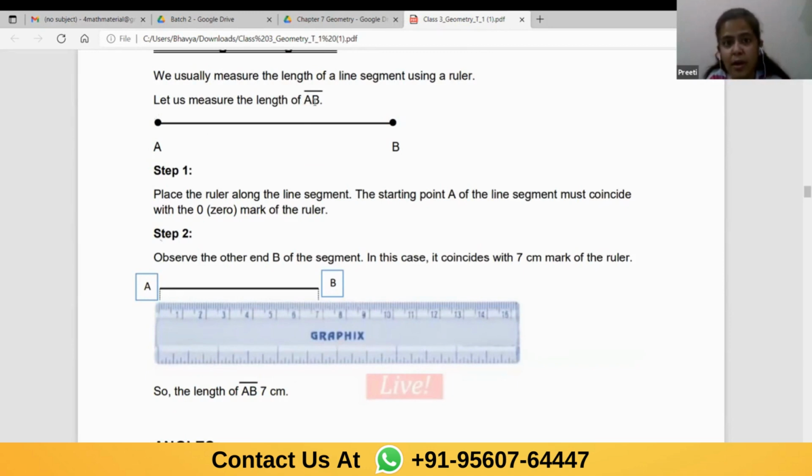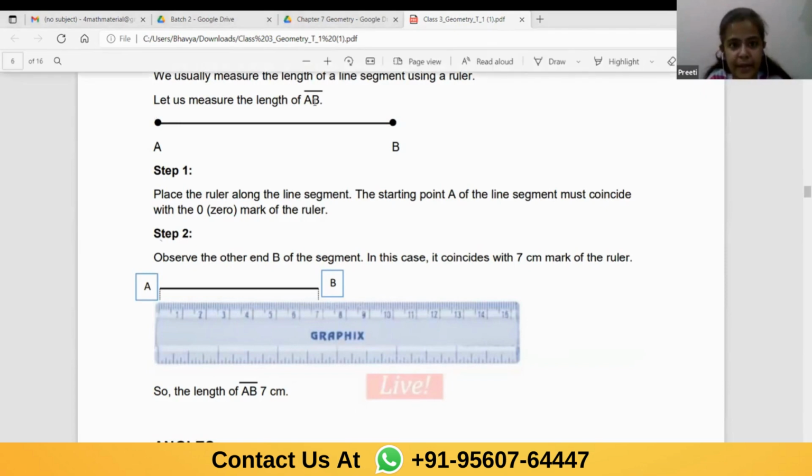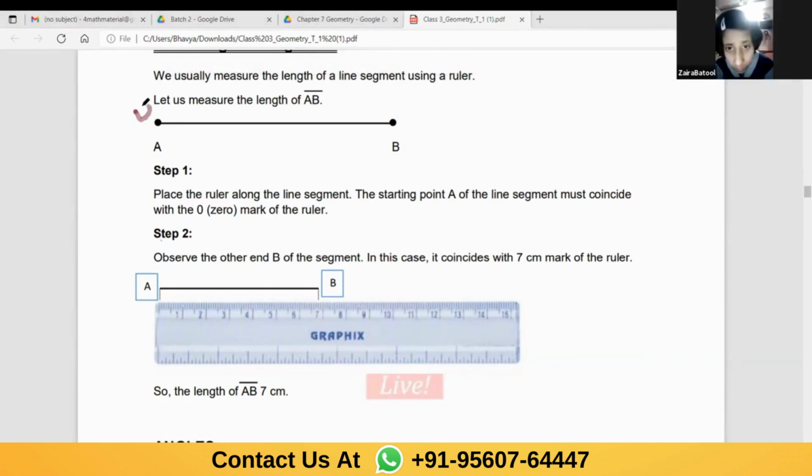I will make sure, one second, I'll write here, that the zero of the scale should be here on A, exactly on this point A. And then I will check that if I go till B, how many centimeters is it?